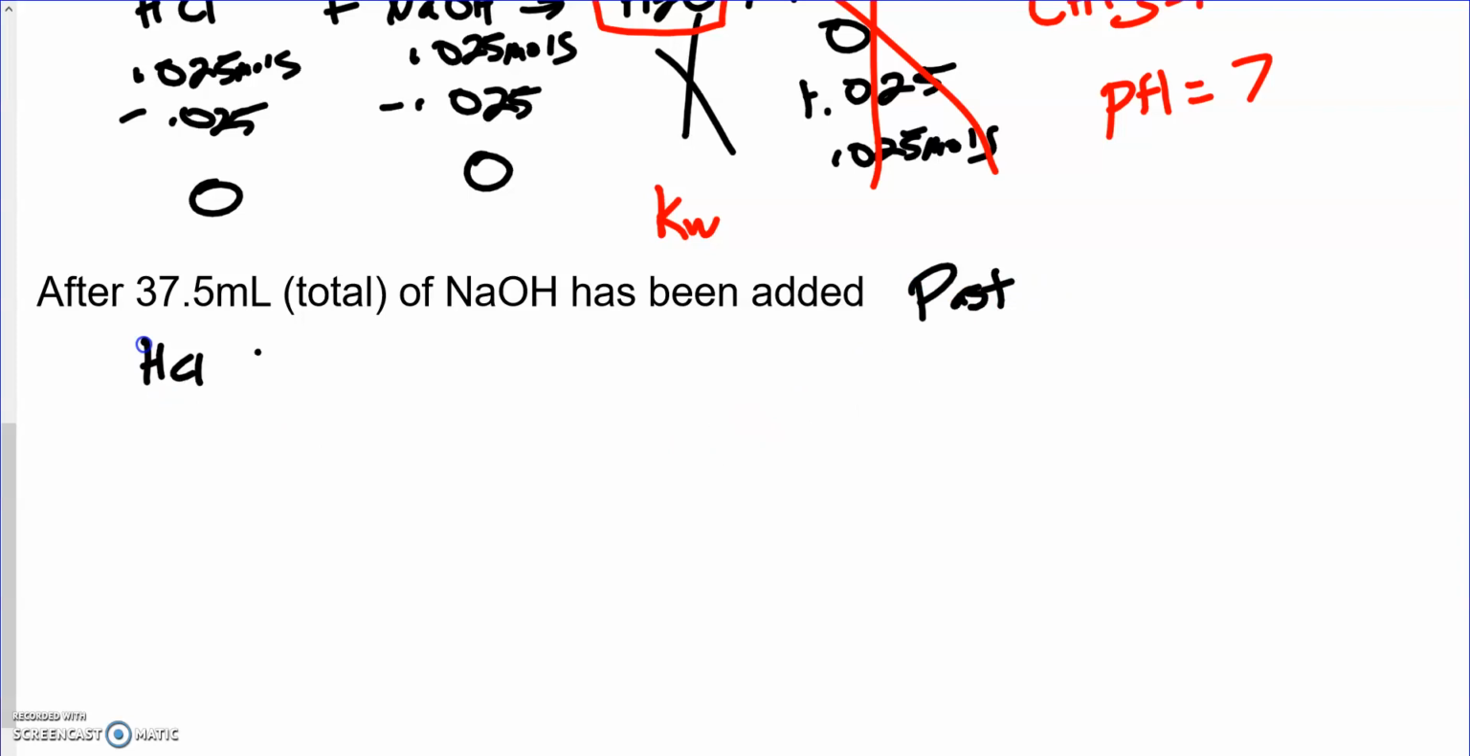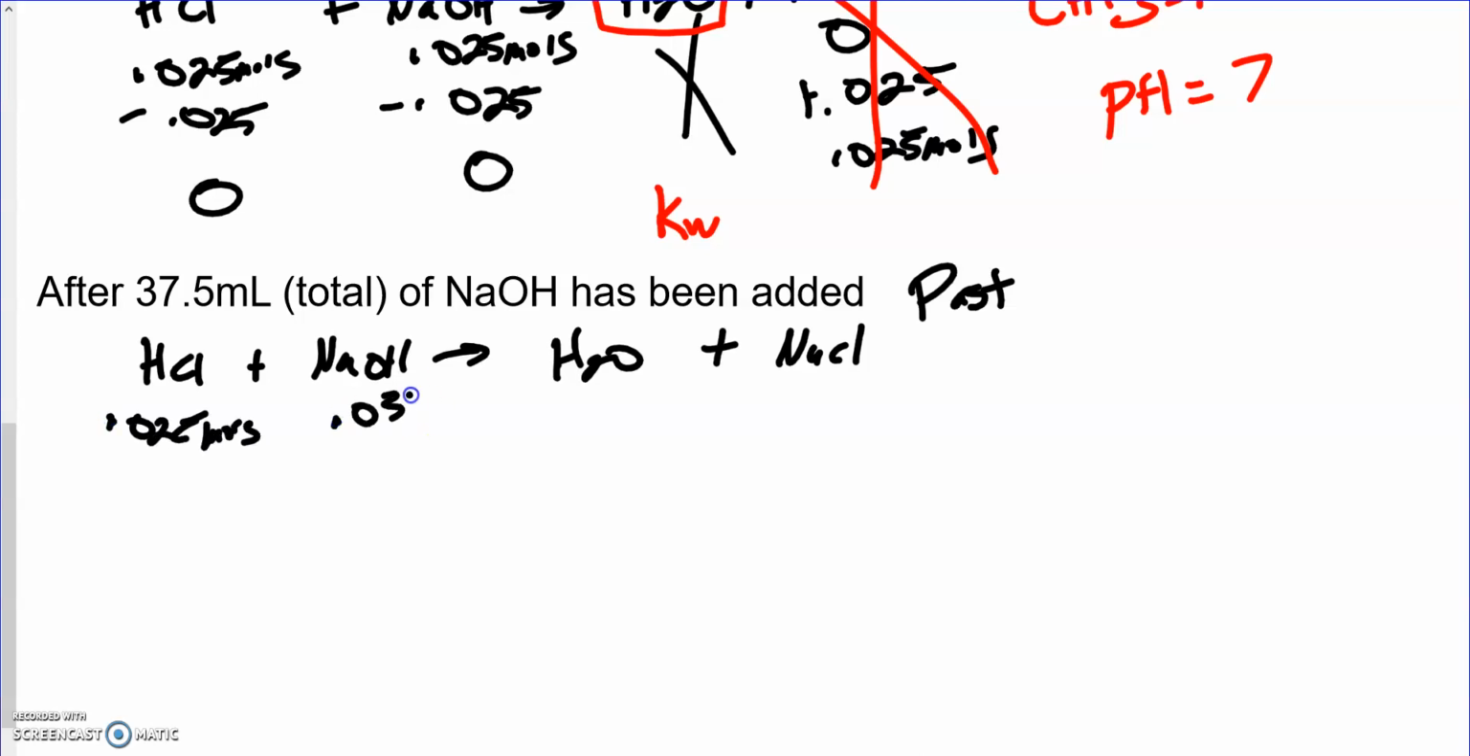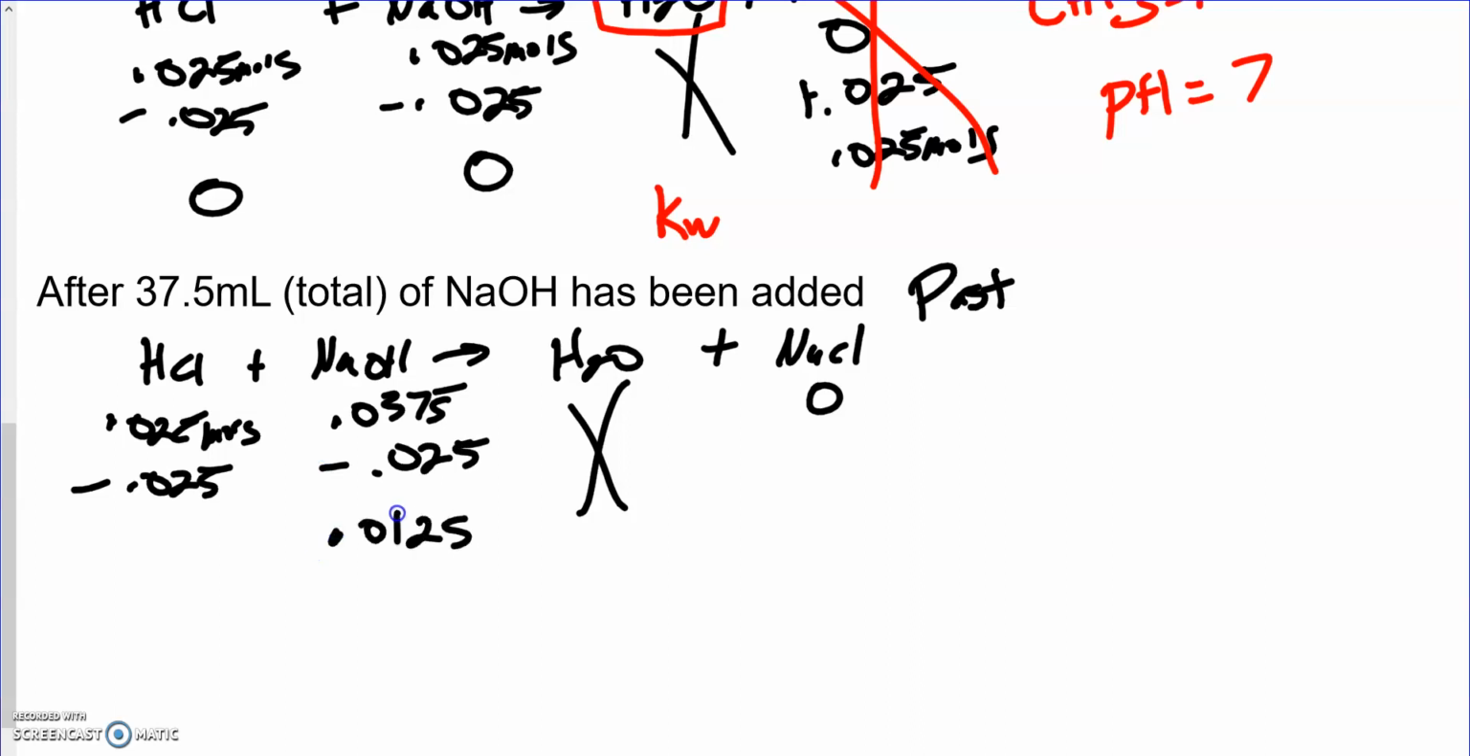So again, I'm going to hit my reset button, and I'm going to pretend like nothing has reacted. And that means I started with 0.025 moles of this guy. Now I'm going to have 0.0375 moles of this guy. Don't care about water. And 0 sodium chloride. Well, now our HCl is actually our limiting reactant. All of it is going to react, and we're going to be left with sodium hydroxide in solution versus hydrochloric acid in solution, which means what happens to our pH here? It means we end up with a basic pH versus an acidic pH.